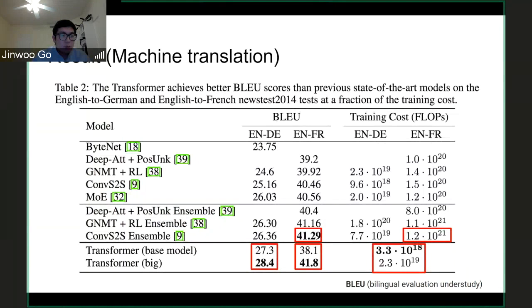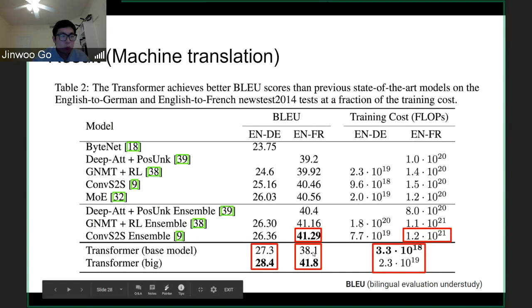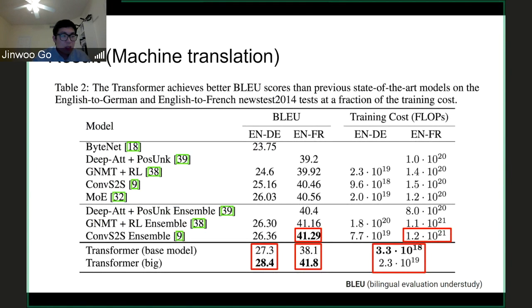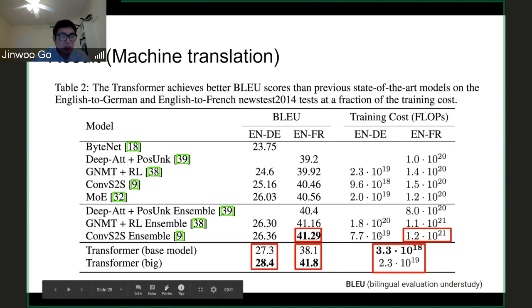This is the result for machine translation. We can see that the transformer achieves the state-of-the-art result. The efficiency also increases, since the computational cost of the transformer is 1/100th of the other models, as you can see from the log scale of the FLOPs number.